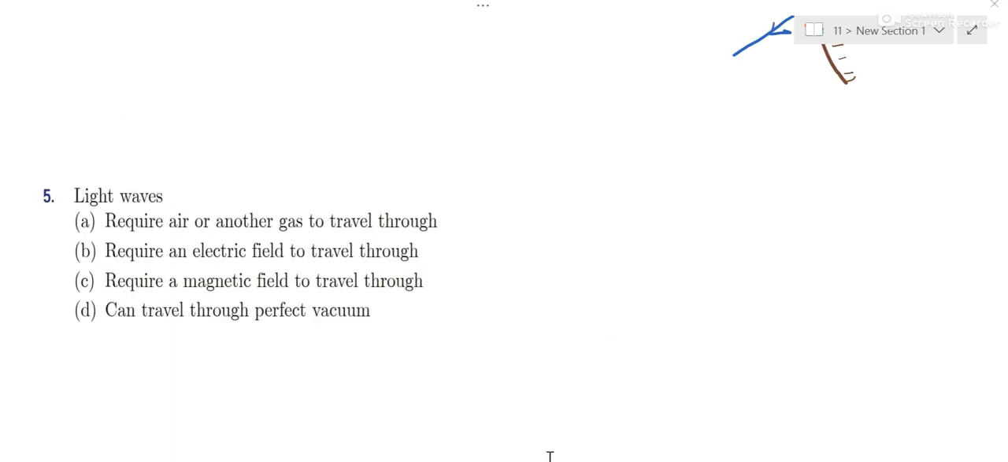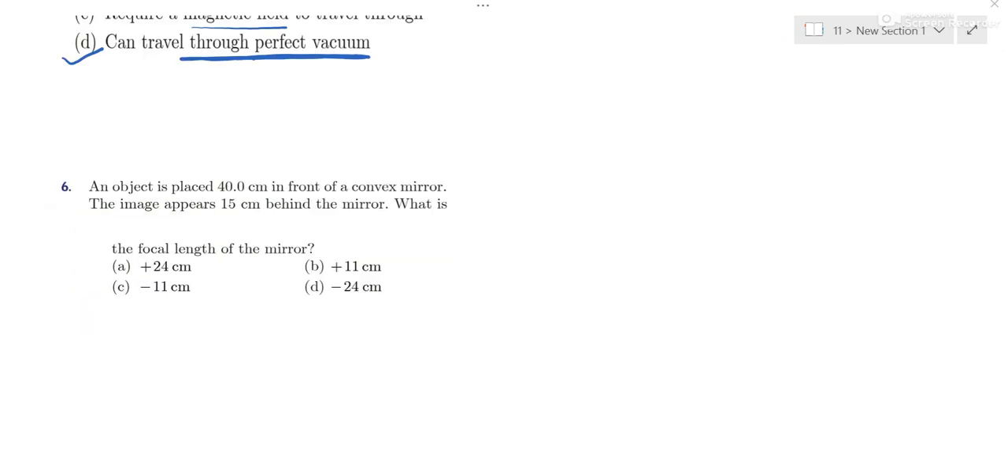Let us see the next question. Light waves require air, require electric field, require a magnetic field. So no, light does not require any medium, so it can perfectly travel through vacuum. Let us see the next question.